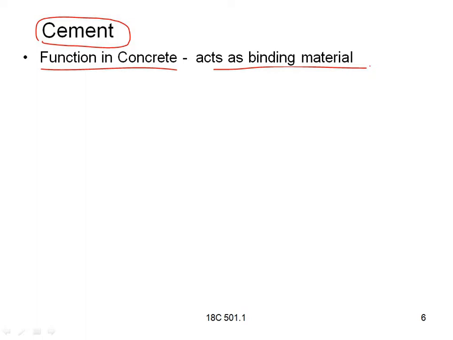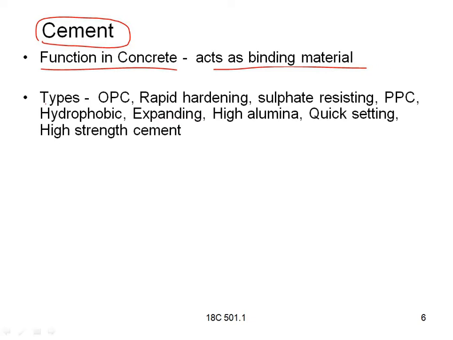So we are having cement grades also. Here you can see the types of cement: OPC, ordinary Portland cement, rapid hardening, sulfate resisting, PPC, Portland pozzolana cement, hydrophobic, expanding cement, high alumina, quick setting, high strength cement. These are the types of cements which are used as binding material. Generally we prefer certain grades of cement. We are having 33 grade, 43 grade and 53 grade.